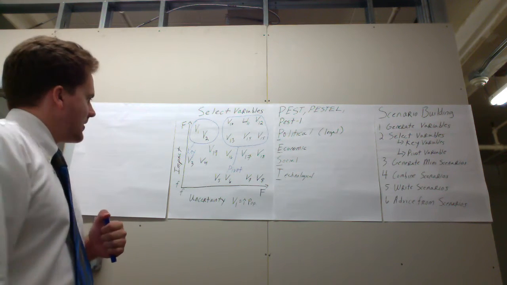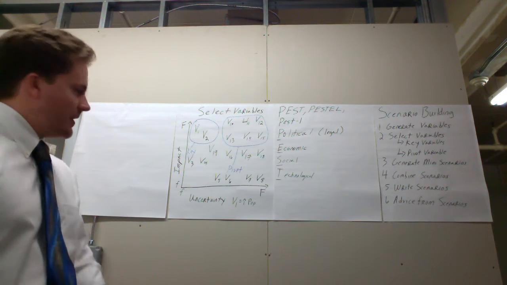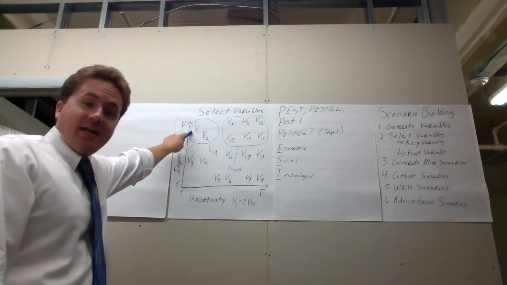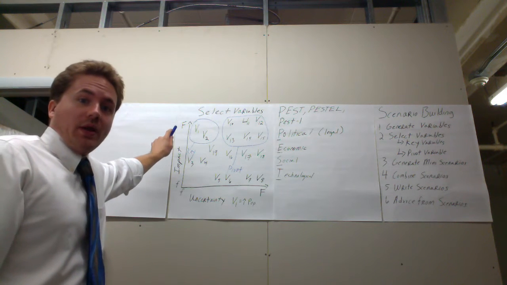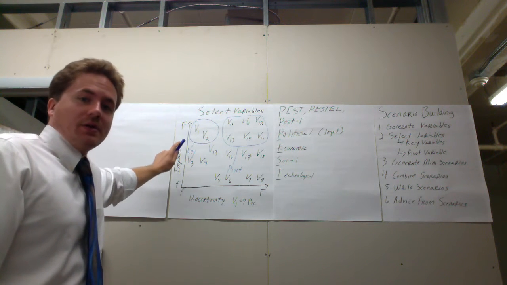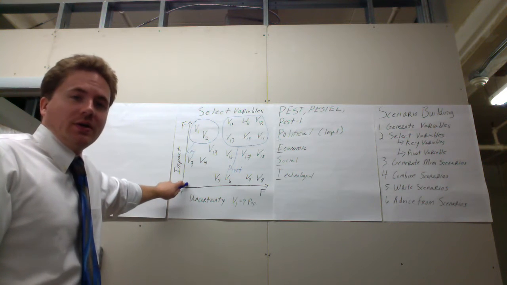Okay. So let me summarize this again. A key variable is high impact, low uncertainty. We know it's important. We know it's going to happen.